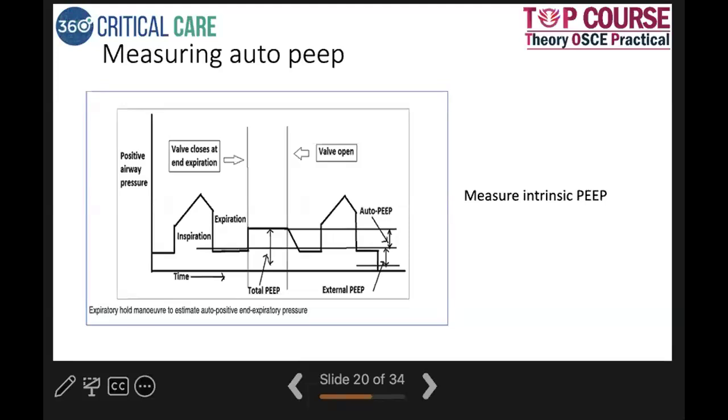So, not to confuse anymore, auto PEEP: how are we going to measure it? In a mechanically ventilated patient who is passively breathing without fighting the ventilator, most preferably in volume control ventilation, you do an end-expiratory pause for 3 to 5 seconds, and you calculate the auto PEEP.